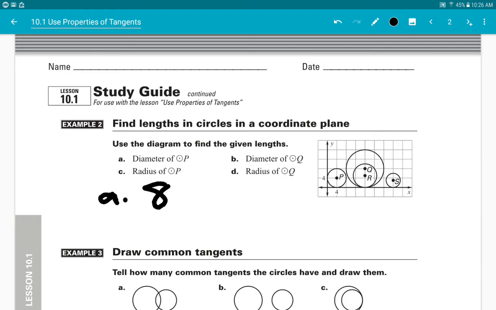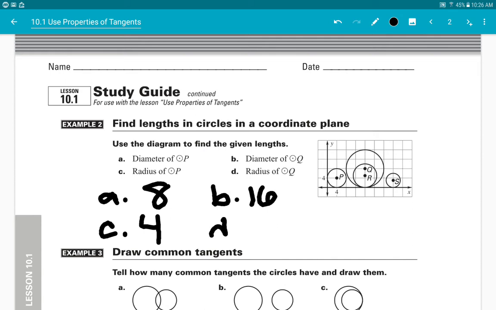Let's look at the diameter of Q. If the center has a y value of 8, and the distance from 0 to 8 is 8 units, then the diameter is going to be 2 times the radius, so that's going to be 16. Now let's look at the radius of P, not the diameter of P. The radius of P is going to be 4 units.